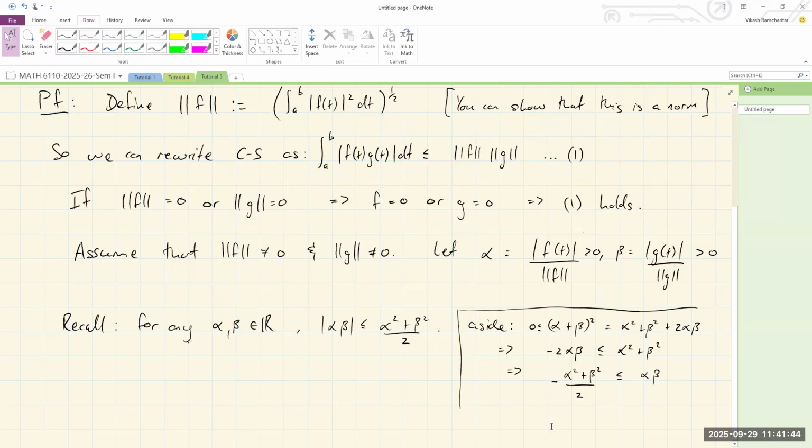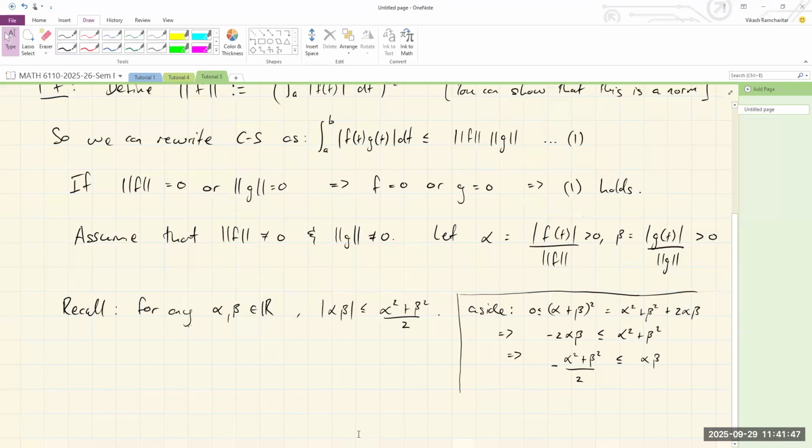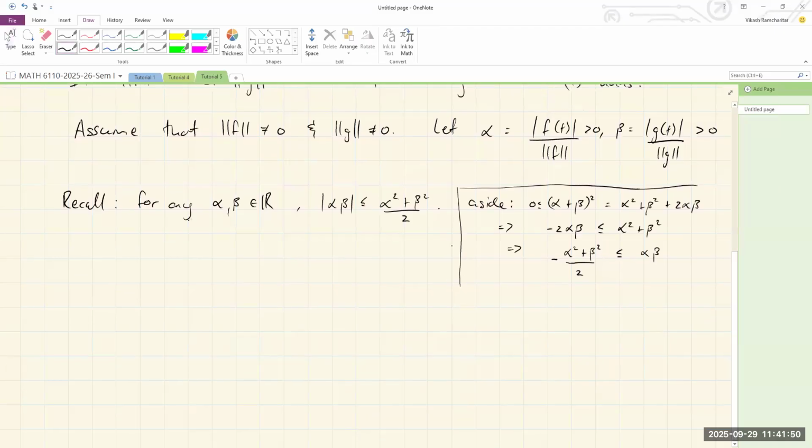And I also need to just expand. So now we just need to do the same thing, but instead of expanding alpha plus beta, we're going to expand alpha minus beta. And if you want, we could call this 2. And I know that 0 is always less than or equal to this. So now I'm just going to expand alpha minus beta all squared. So that is alpha squared plus beta squared minus 2 alpha beta. And again, we do the same thing. We make alpha beta the subject, or we leave alpha beta on one side and dump everything else over to the other side.